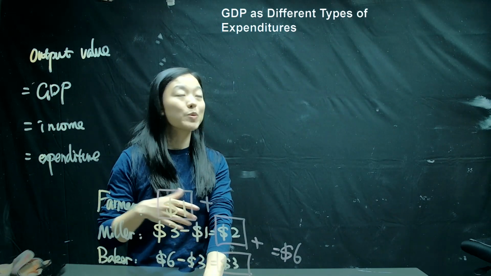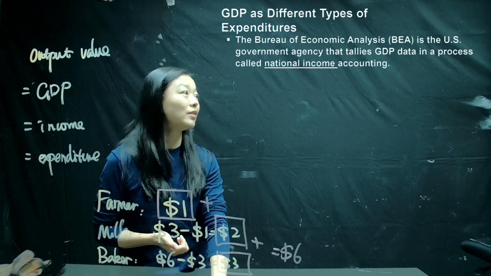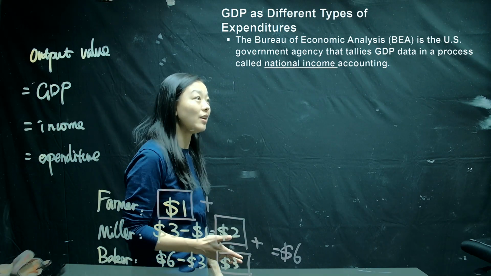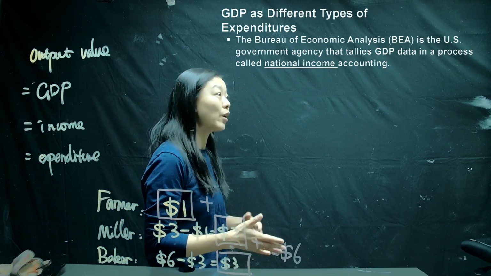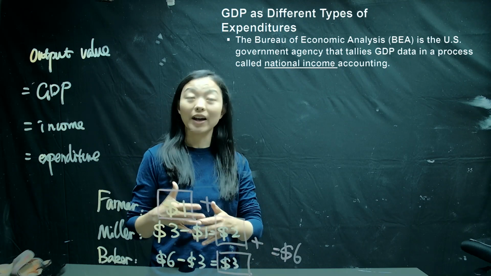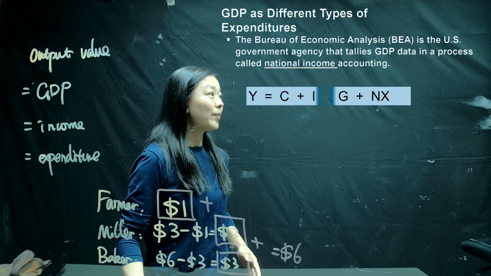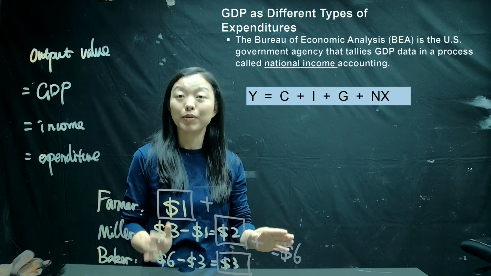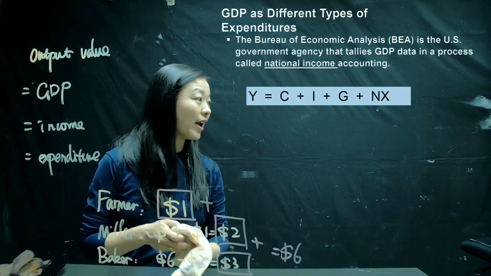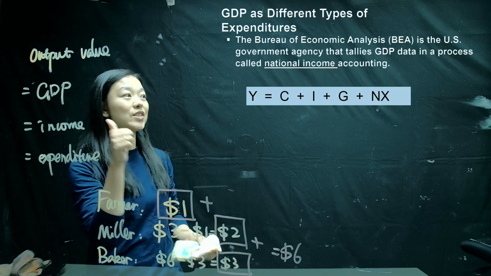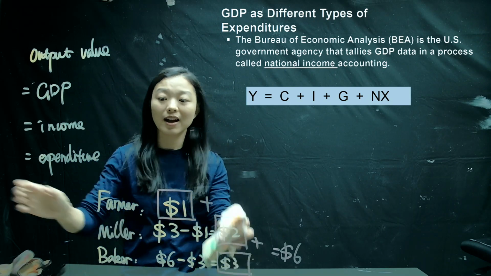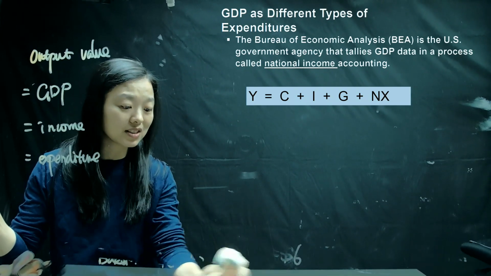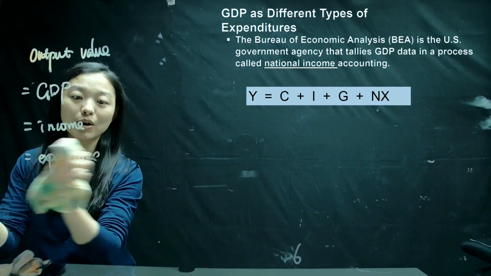For GDP from the spending side, we need to talk about the Bureau of Economic Analysis, BEA, which is the US government agency that computes the GDP. These are the four components of how the BEA computes GDP: C plus I plus G plus NX. I will explain those later, one by one in detail. What do C, I, G, and NX represent?